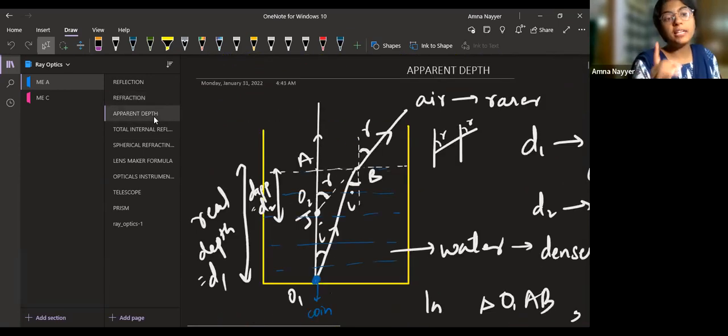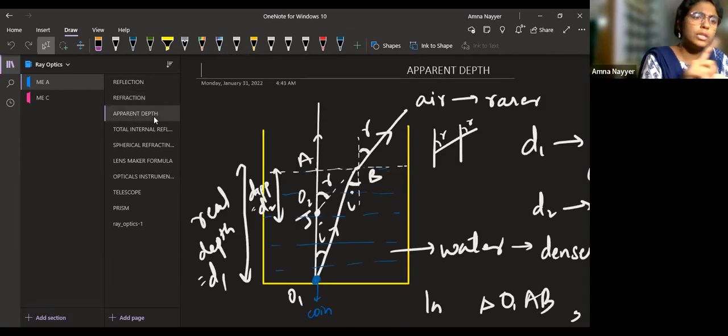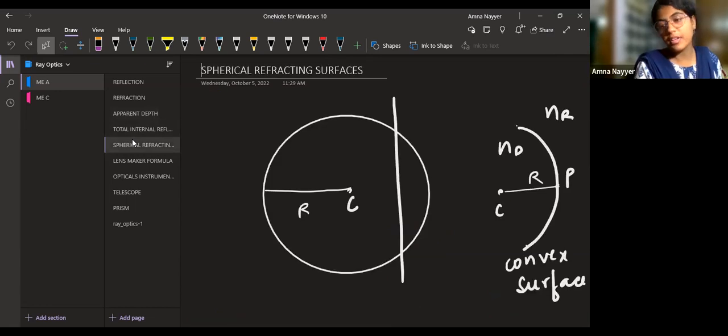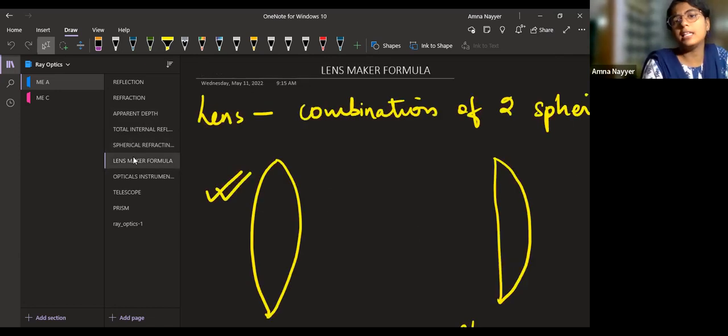Then you have refractive index, refraction through the glass plate that we did. Glass plate, compound plate, lateral shift, that complete part. Apparent depth and real depth will be included. Total internal reflection will be included. The spherical refracting surfaces, all the refraction part that we have done, spherical refracting surfaces, lens formula and lens maker formula. I'll write it on WhatsApp also on the group.